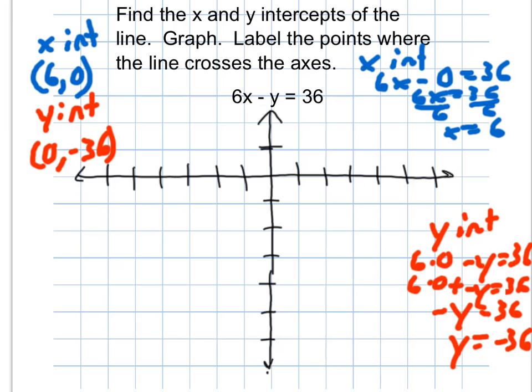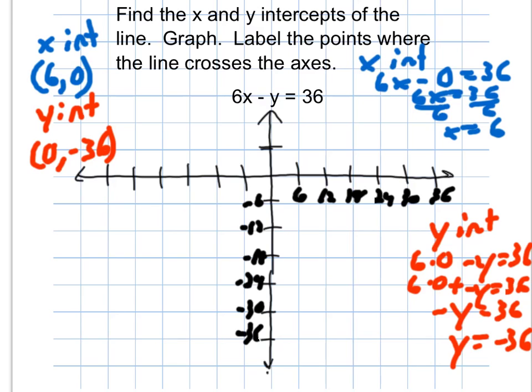So I'm going to go ahead and label my axis. I'm going to count by 6. So here's 6, 12, 18, 24, 30, and 36. And then we'll have to label the other side. We got -6, -12, -18, -24, -30, -36. And that's good enough for me for this graph because this will include the points I need.